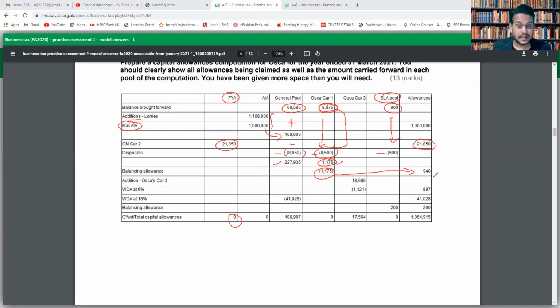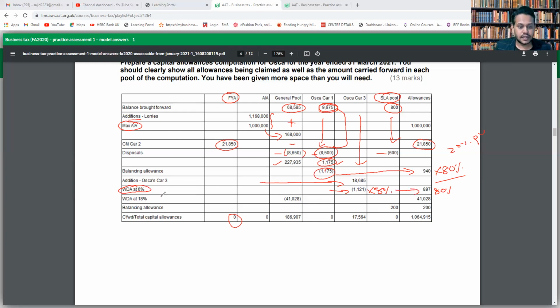Now you might be thinking the balancing allowance was 1,175. How come it is 980? Because we can take only 80%, because 20% was private use. We cannot take the private use, only the business use 80%. Then Oscar car 3, we have here 18,685, and we didn't sell it, we still have it, and we can claim the WDA, writing down allowance, that is 6%. We calculate that, and again we have 80%. Let's say 20% is private use, so 80% of the 1,121 will give you 897.